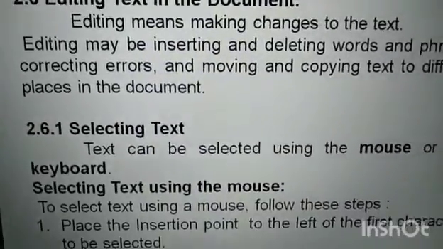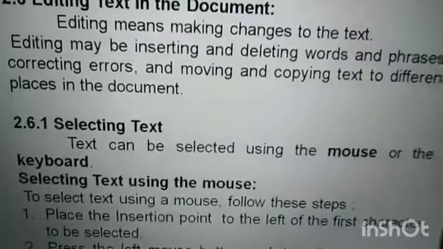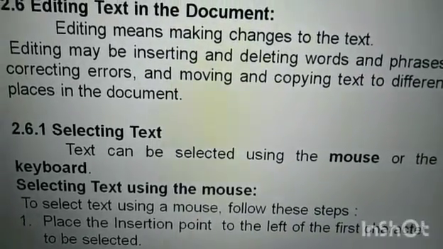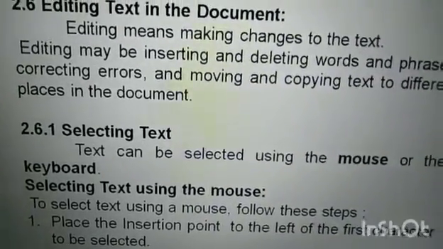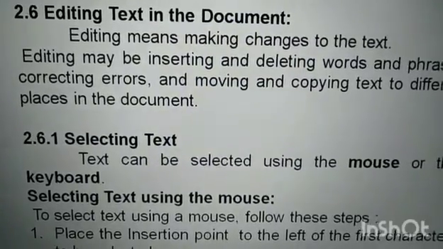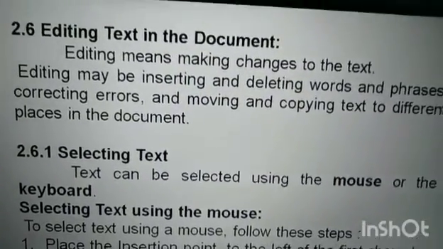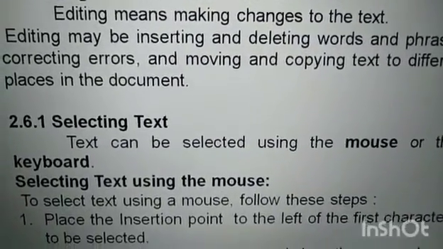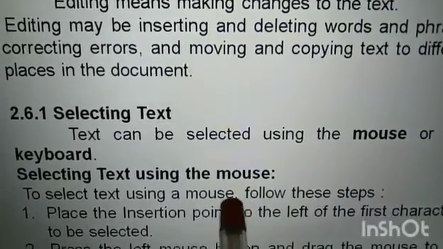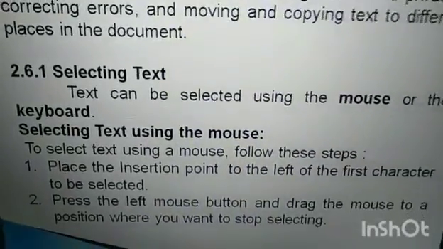And how to select in Adobe PageMaker. If you want to select the text, we have to use the mouse or keyboard. If you want to select particular text, we have to use the mouse or keyboard. If you use the mouse, we have to use the following steps.